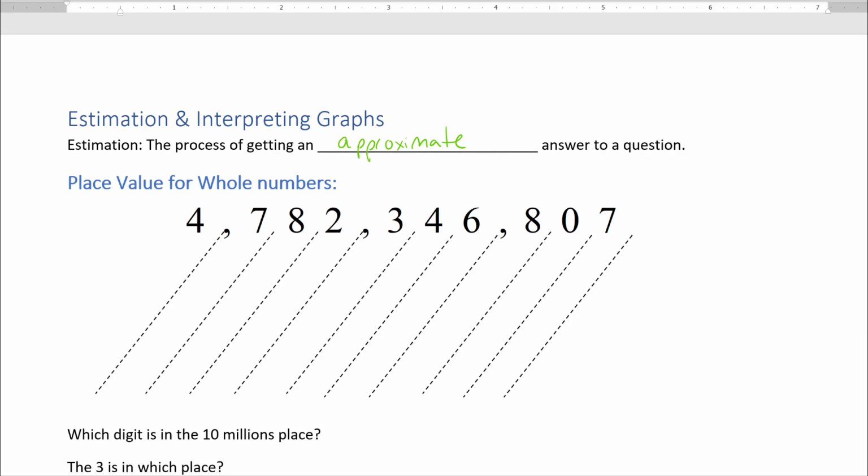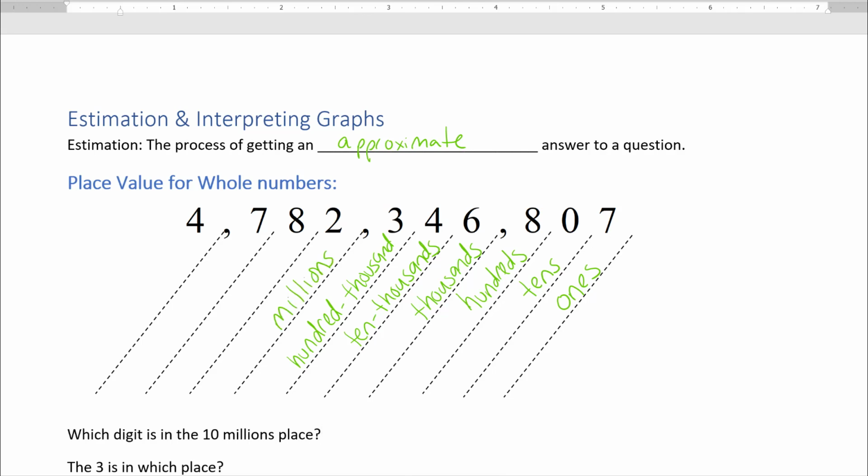So the very last place, the 7, is in what we call the ones place. The 0 is in the tens. The 8 is in the hundreds. So that's 807. The 6 is in the thousands spot. The 4 is in the 10,000s. The 3 is in the 100,000. The 2 is in the million spot.